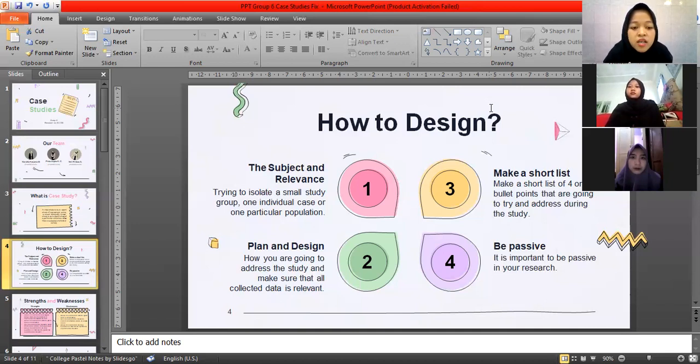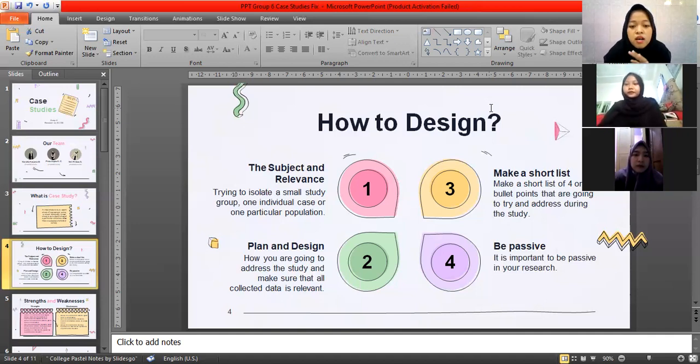Unlike a scientific report, there is no strict set of rules, so the most important part is making sure that the study is focused and concise. Otherwise, you will end up having to wade through a lot of irrelevant information. Number 3 is make a short list.